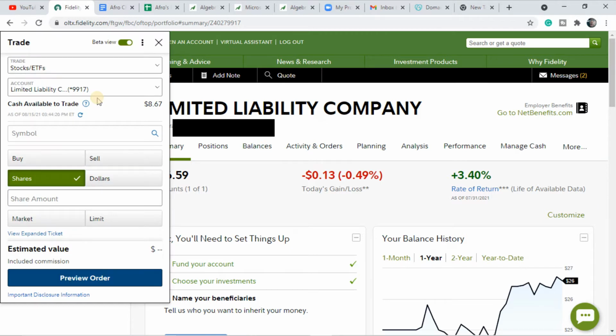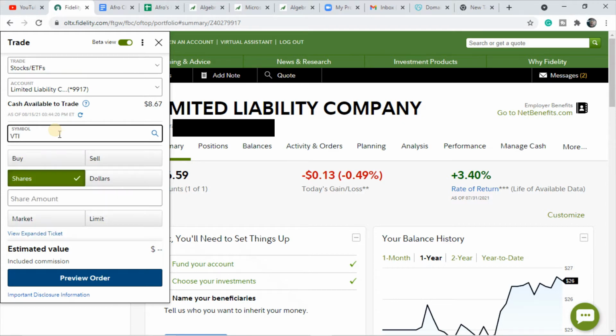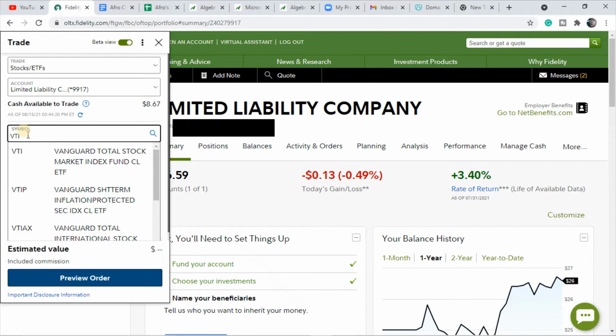It's going to bring up this little drop down box. We want to trade a stock or ETF. The account should already be the account that you are in. The ticker symbol is what company you actually want to be investing in, or the ETF you want to be investing in. And because the person was relatively new to investing, we're going to go ahead and assume that they want to do some sort of all market ETF.